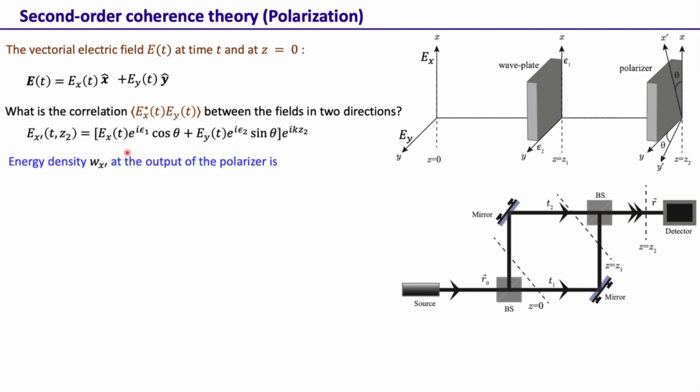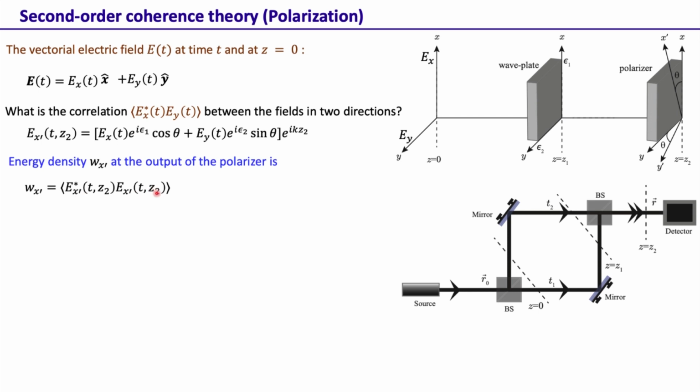Okay, so now as we did for time, space, and angle, we will look at the energy density or the intensity that goes out of this polarizer, and the energy density is defined as E star of this quantity times E of this quantity. So it's just multiplying with this starred quantity and taking the ensemble average.